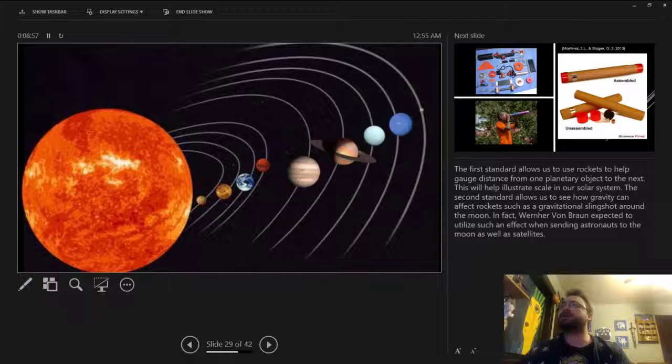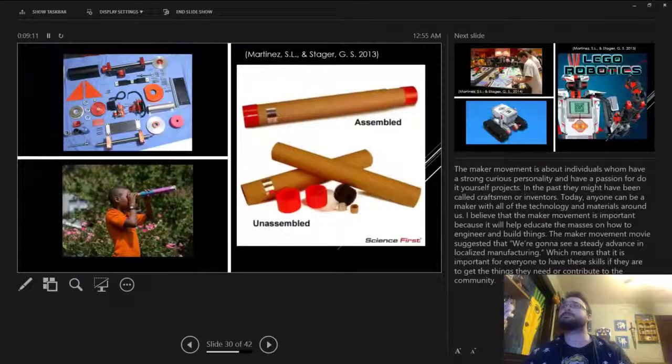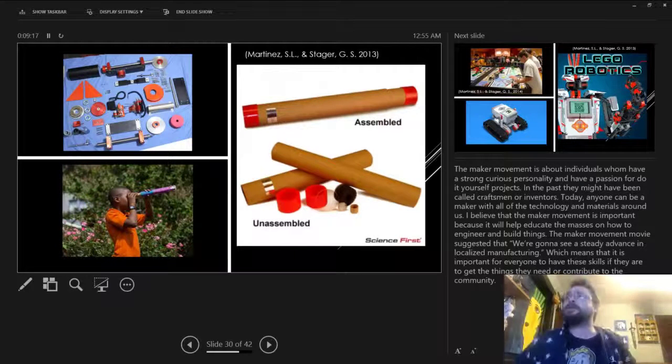The second standard allows us to see how gravity can affect rockets, such as a gravitational slingshot around the moon. In fact, Wernher von Braun expected to utilize such an effect when sending astronauts to the moon, as well as satellites. The Maker Movement is about individuals who have a strong, curious personality and have a passion for do-it-yourself projects.